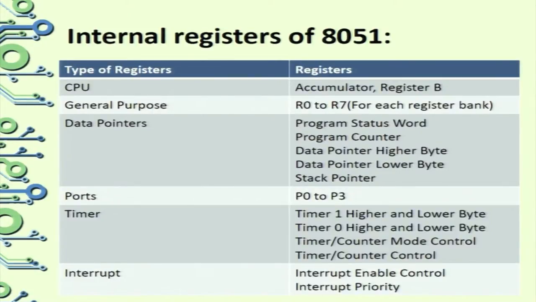In this Internals 8051 module, we have these types of registers: CPU registers, general purpose registers, data pointers, ports, timers, and interrupts. Now going to the specific functionality of each, the CPU registers usually store the arithmetic and logic units. The general purpose registers store the variables and some other data useful for the microcontroller. The data pointers allow the 8051 to access external memory. And the ports are used to transfer the input and output data for the microcontroller.